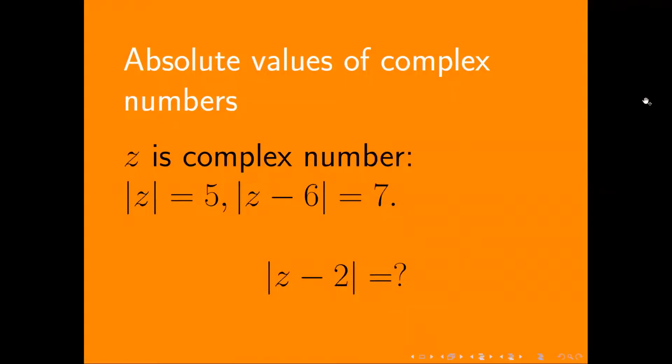Consider a complex number z with absolute value 5. The absolute value of z minus 6 is 7. Question: what is the absolute value of z minus 2?